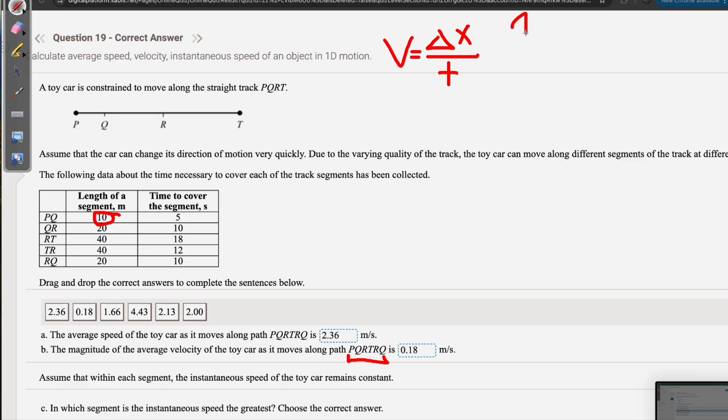So it's 10 over 5 plus 10 plus 18, basically what we found as the time from part A, which is 55. So we do 10 over 55, which will give us 0.18.